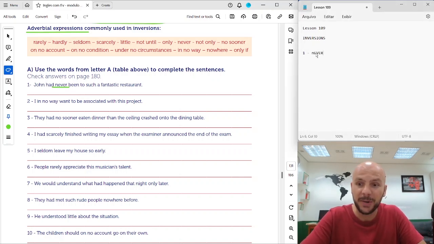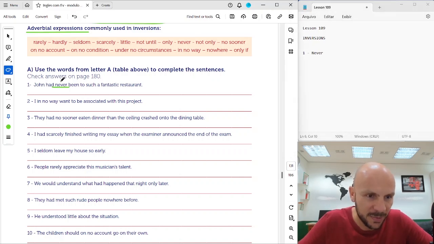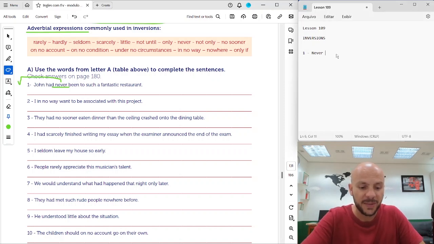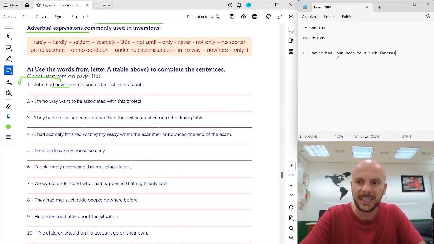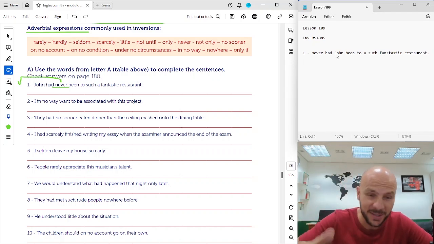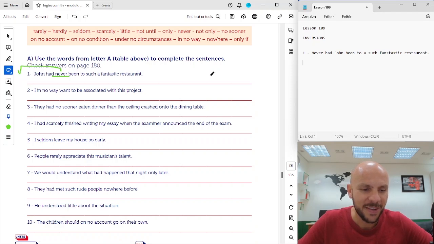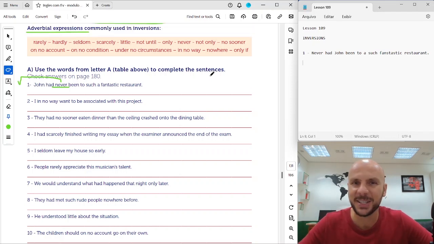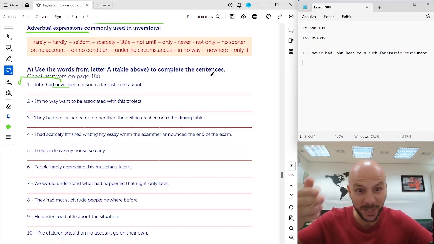So never, okay? The adverb goes at the beginning of the sentence. So never had John been to such a fantastic restaurant. Okay? Beautiful. Now you're going to press pause and then you're going to complete all of the other sentences, from 2 to 10. And after, we're going to correct them together. So press pause now and do it.